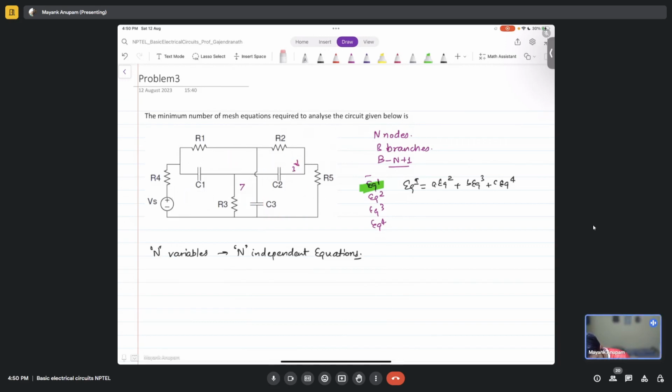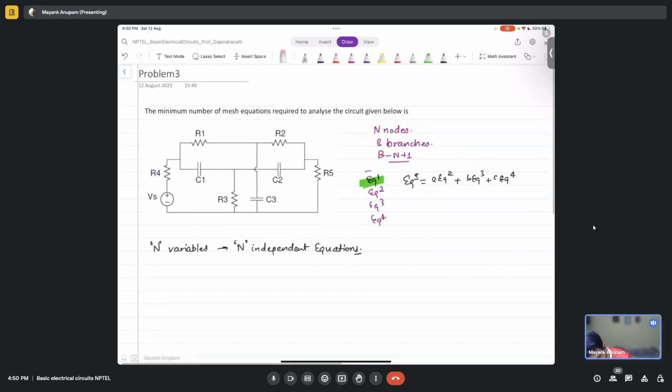Let's erase this. What is the purpose of solving? It is to know all the currents, right? Not just the current in the loops, but all the currents. Okay, sorry, sir. So these are all the currents, right? Now tell me how many unknowns are there.